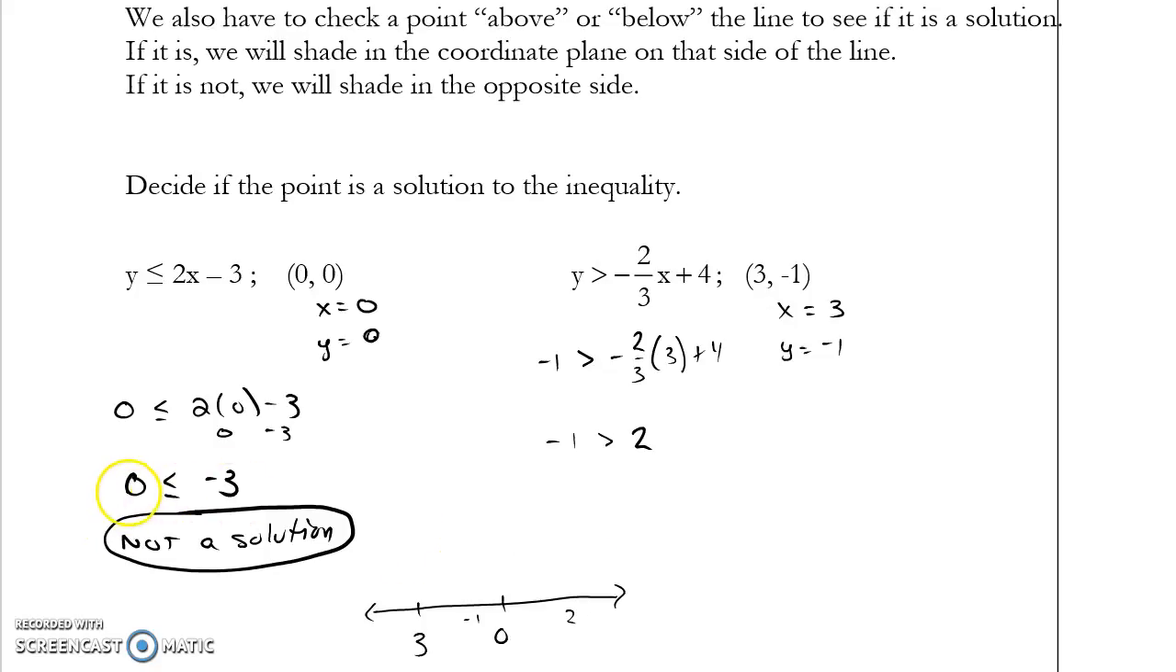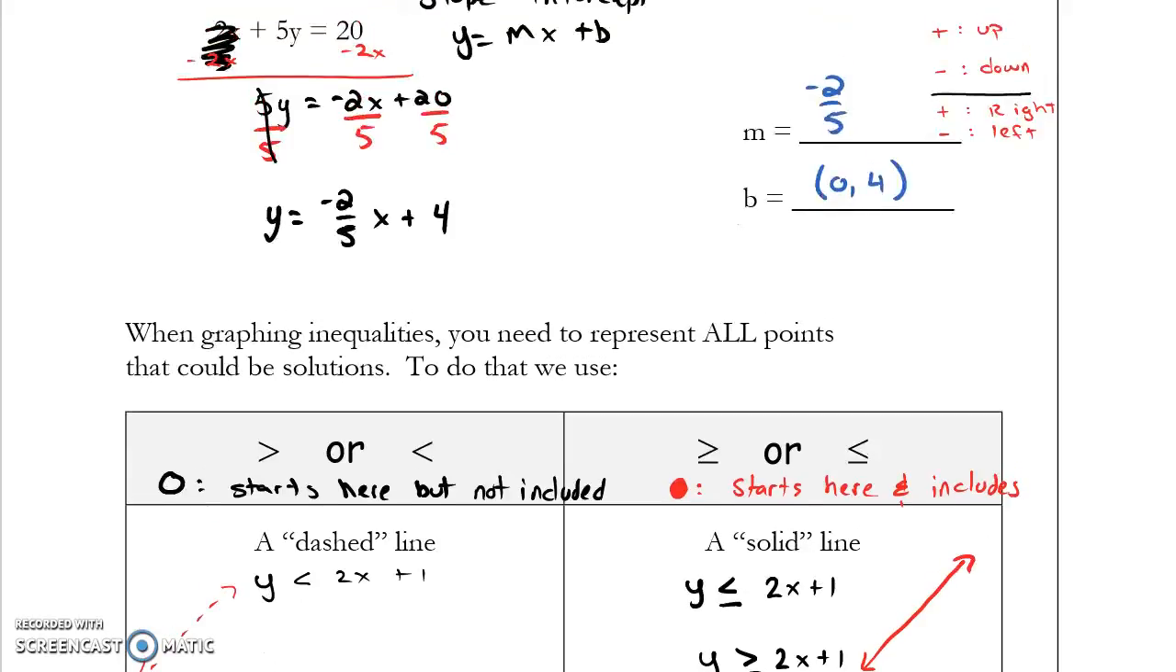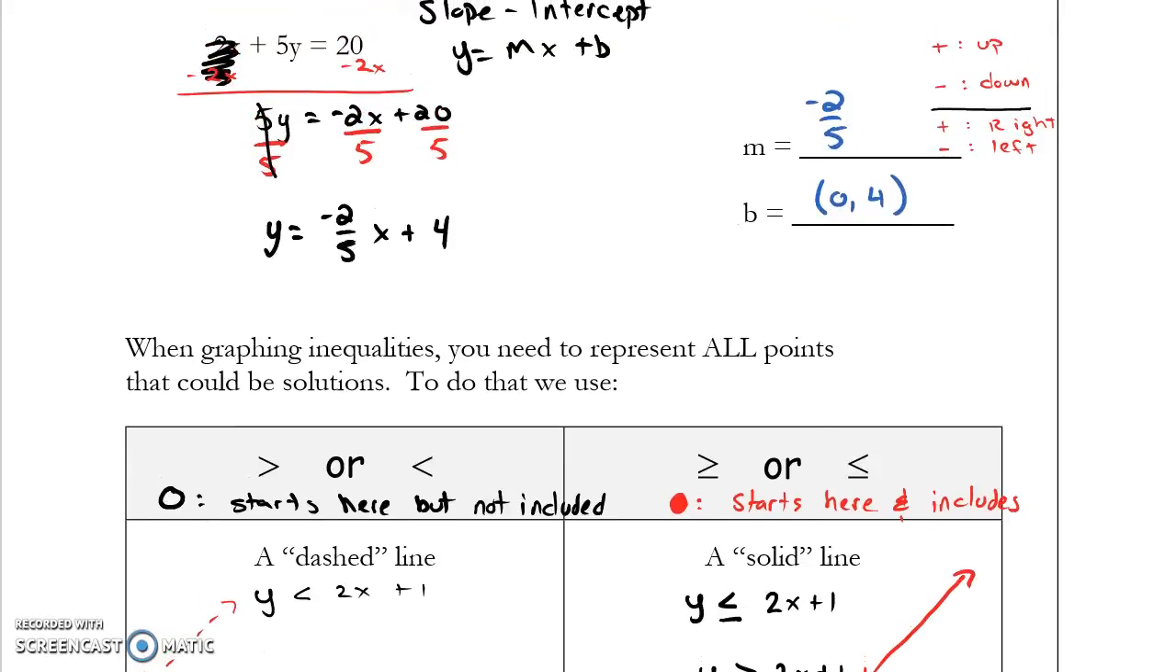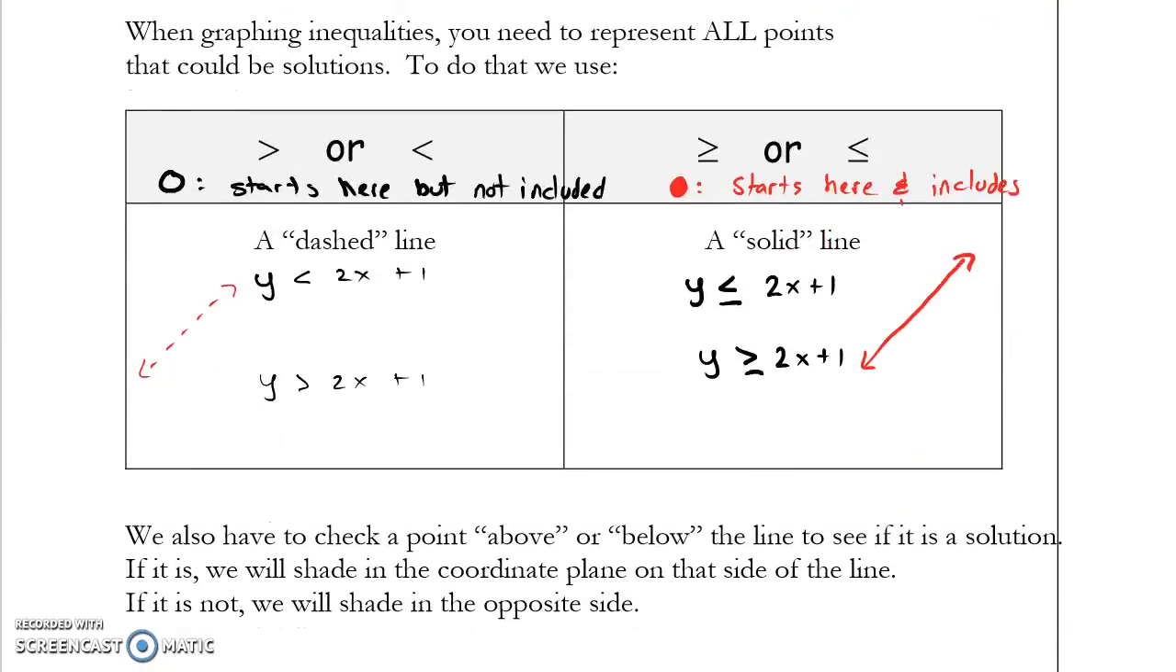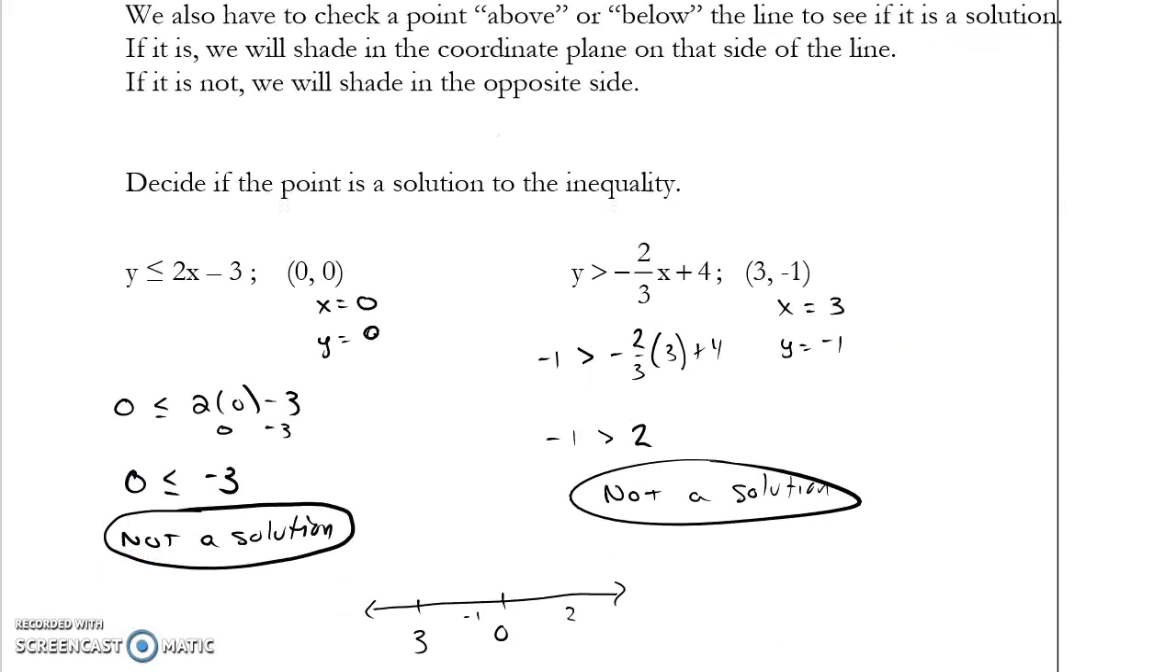Is 0 less than negative 3? Is 0 further to the left of negative 3? No. Both of these are examples of not being a solution. So that's the background skills that we're going to need. We need to be able to solve an equation for y, or an inequality in this case, recognize whether my line is solid or dashed, and then decide which side of my line to shade. We're going to do that partially by checking if a point is a solution to the inequality.